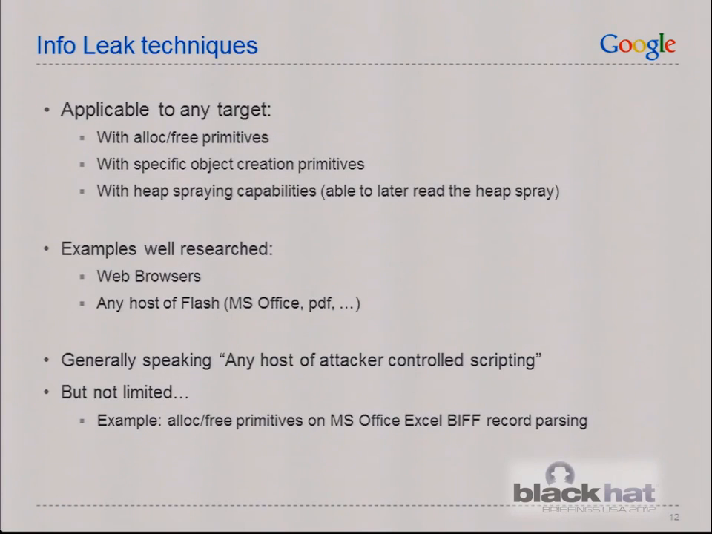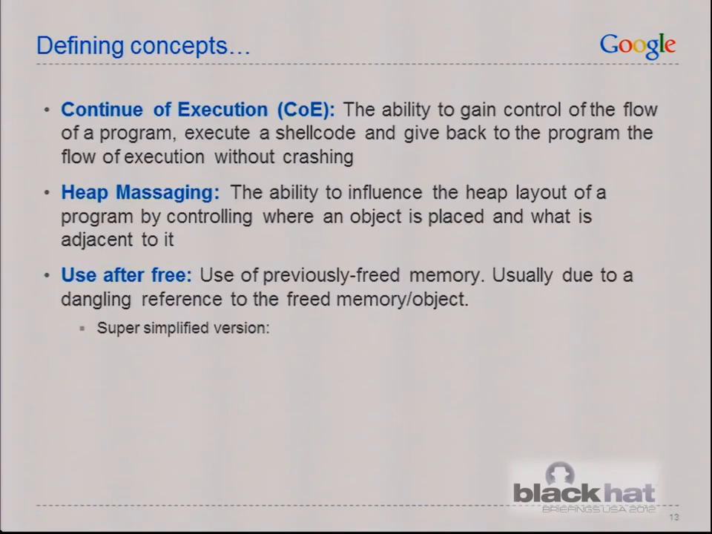For example, you can find these primitives in Excel by parsing BIFF records. An Excel file is basically a list of BIFF records. Excel is super nice: when you parse a specific type of BIFF record, it will allocate some memory or it will free it. So you can have an Excel file that will allocate 10 strings, and it will free one, depending on the BIFF records. But this talk is more about the browser. But you can apply this again to any process that meets these requirements.